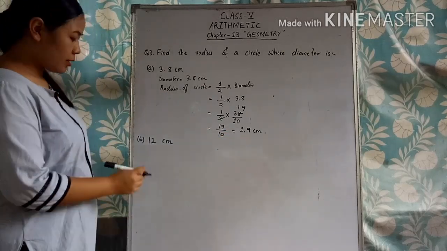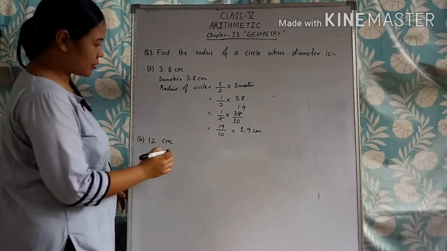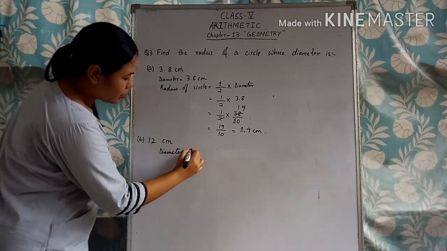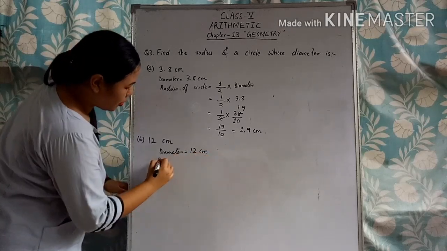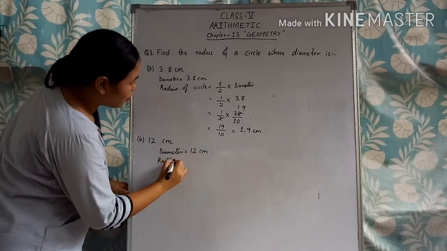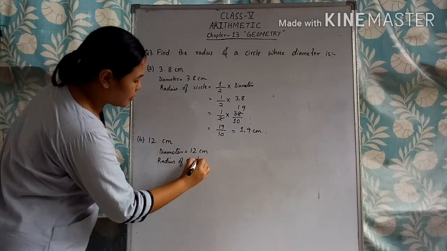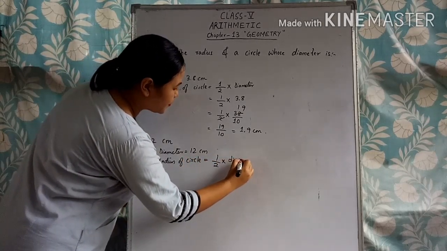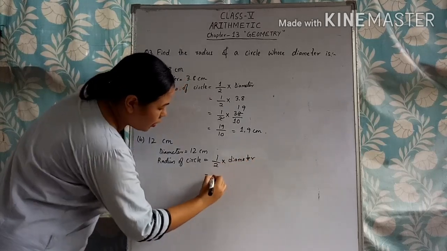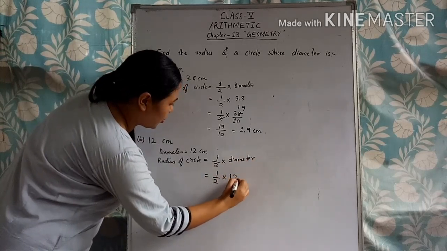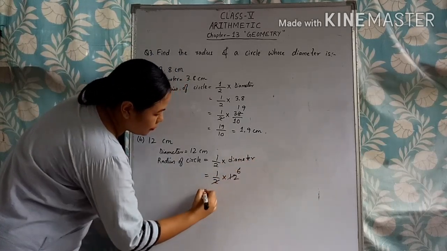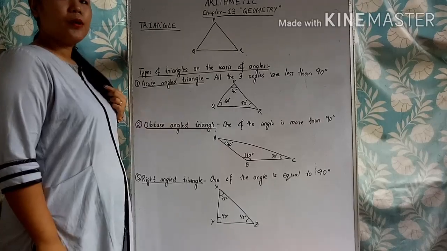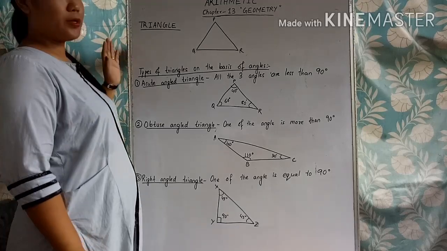Clear? Next, question number B, 12 centimeter. In the same way, the diameter is 12 centimeter. Now we have to find the radius of the circle. Half into diameter. So half of the diameter 12. 2 6s are 12. So 6 centimeter. Clear? Okay students, now let us understand what is a triangle.